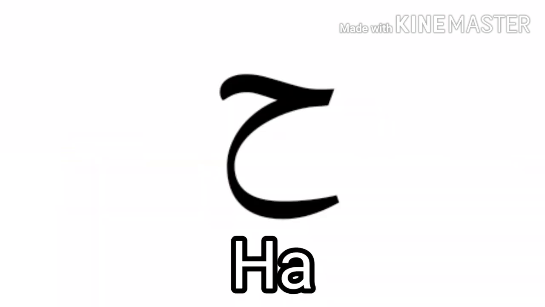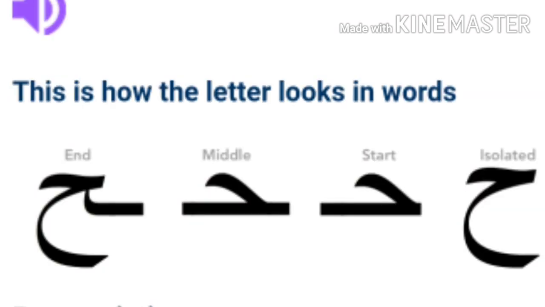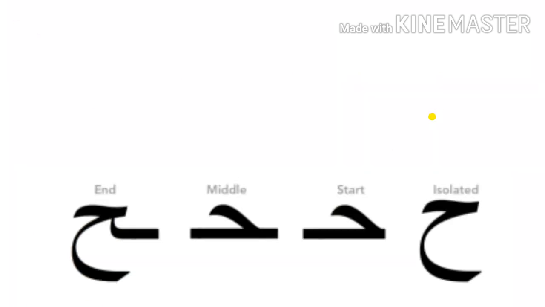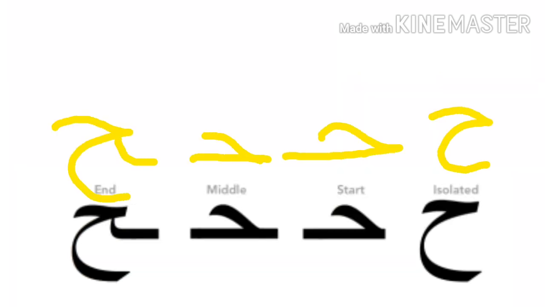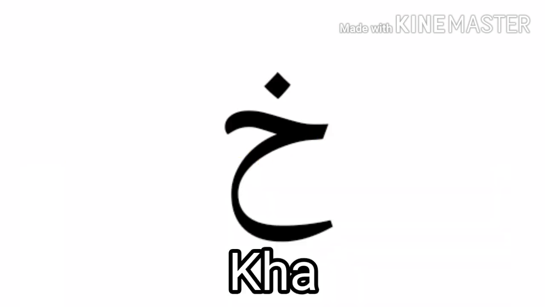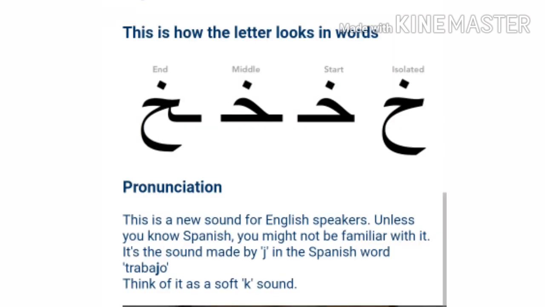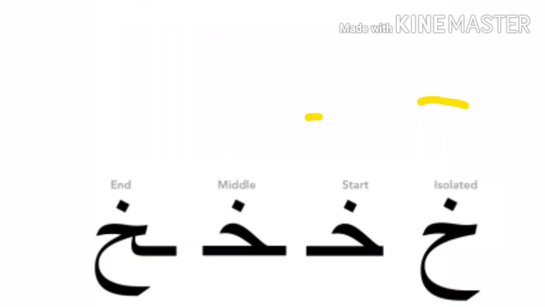Next is Ha, which makes a hard H sound, and it's like the Jim, but it has no dot. So here's how to write them in all the forms. Next is Kha, which makes a stronger H sound, and it's like the Jim, but the dot is on top instead. So here's how to write them in all the forms.